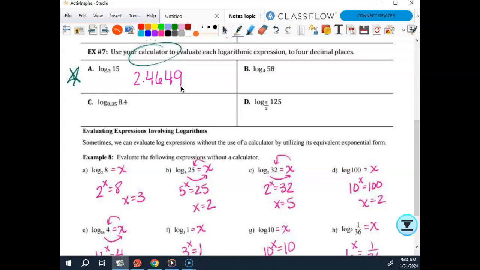We get 2.4649. And go ahead and find the other 3. I'm going to write them up here, but I don't want you just copying mine. I want you pushing the buttons, making sure you can push the buttons correctly.